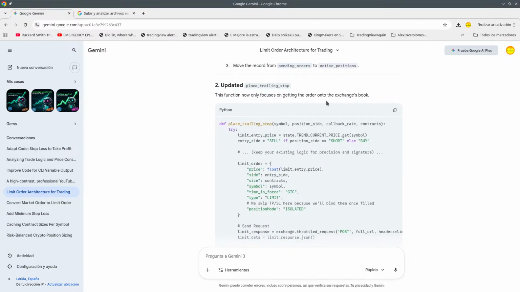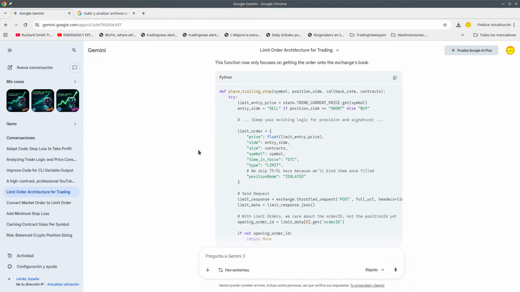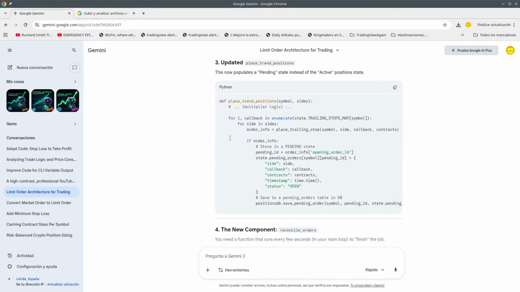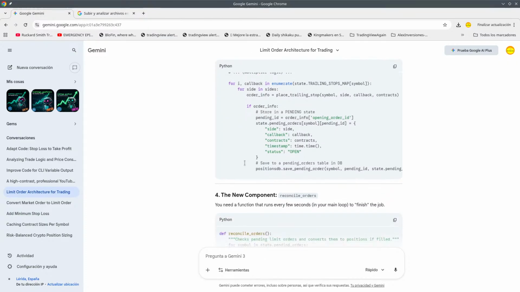So place trade stops should only focus on getting the order on the exchange book. Look at that. We skip take profit stop loss because we'll bind them once filled. It's not true, I want to do that. So we just get the opening order and then place trade position. It's just saving these pending orders.